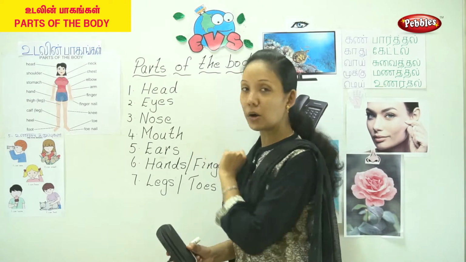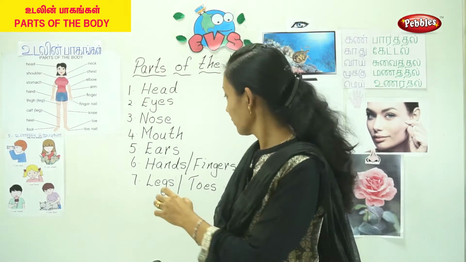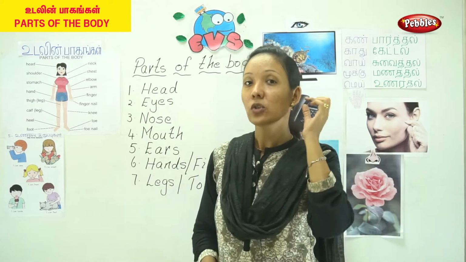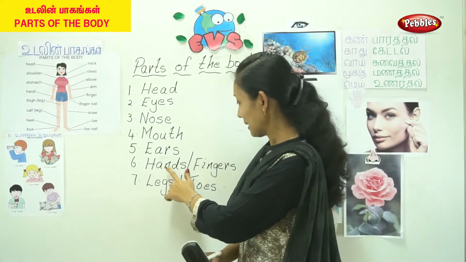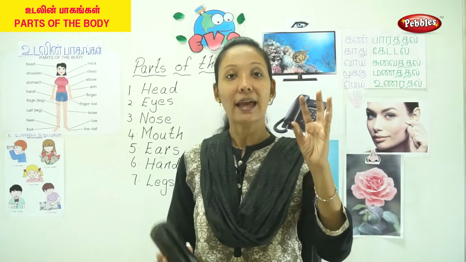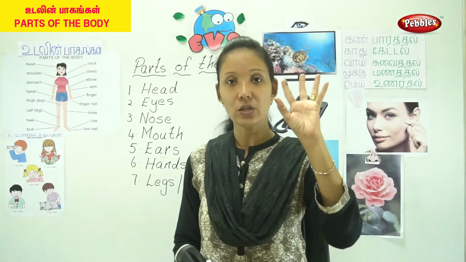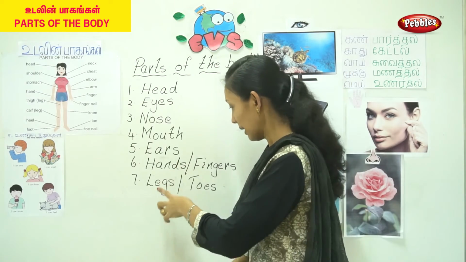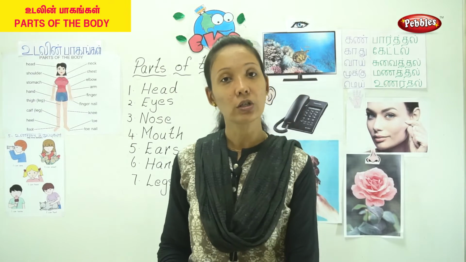Now mouth. Where's your mouth? Yes, this is your mouth. Now ears. So you have again 2 ears. Then hands and fingers. So you have 2 hands and you have fingers also, 5 fingers. In one hand you have 5 fingers. Now legs and toes. So in your legs you have your toes.